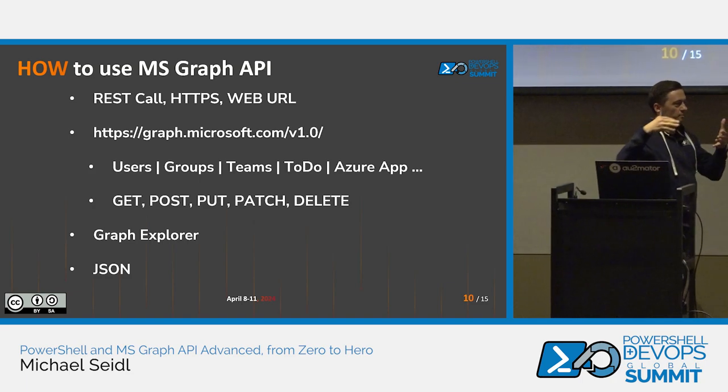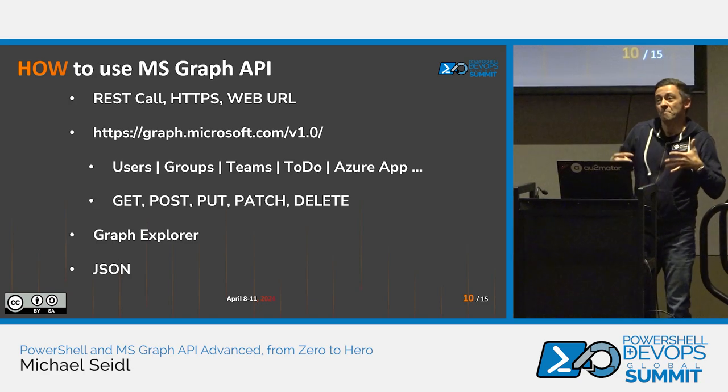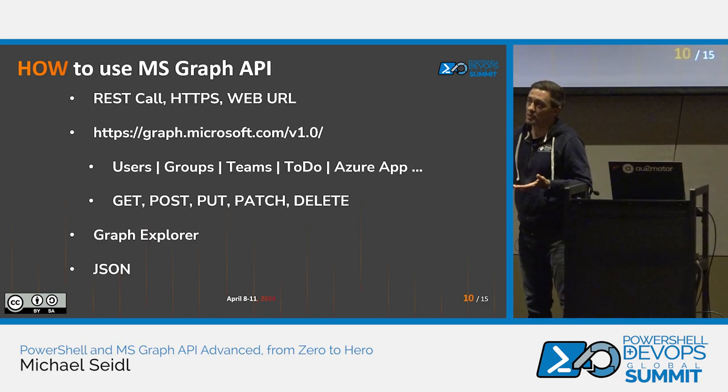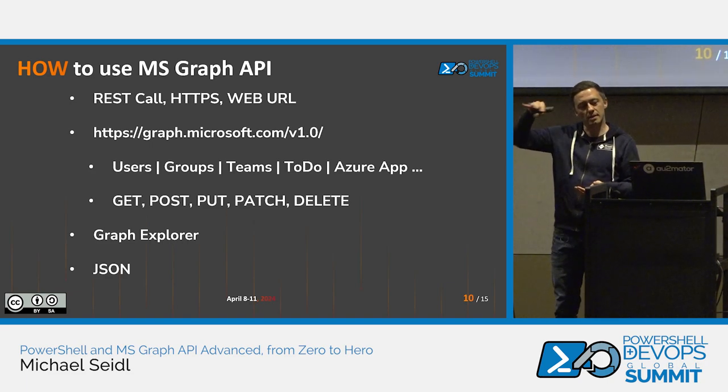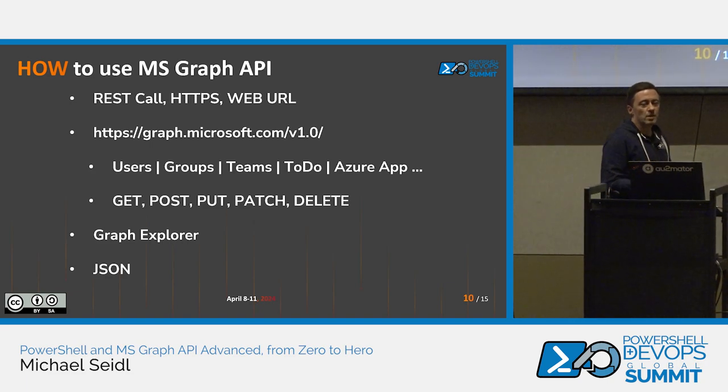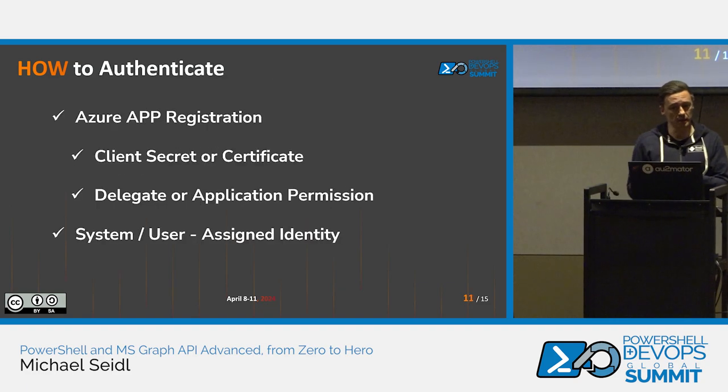JSON script, JSON variable, JSON file, whatever. Also, get familiar with how to build a JSON, maybe dynamically, so not just write the lines, but build it dynamically. This is heavily used if you work with Graph API.